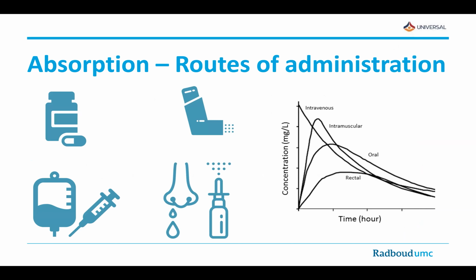There are different ways a drug can be administered, which means that there are different ways a drug can be absorbed also. As mentioned, drugs can be taken orally or intravenously, but there are also drugs that are administered intramuscularly, rectally, or through the nose, for example. The different routes of administration will influence the shape of the pharmacokinetic curve, as you can see here on the right.